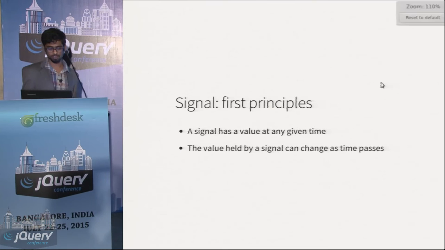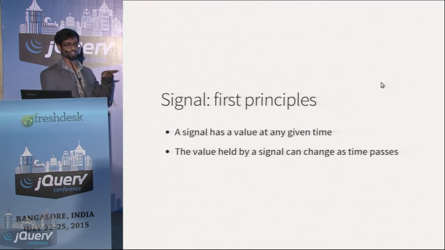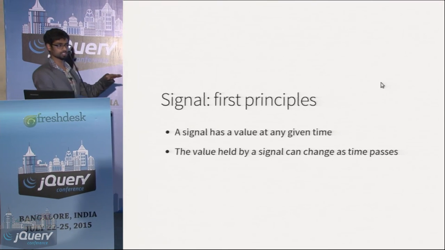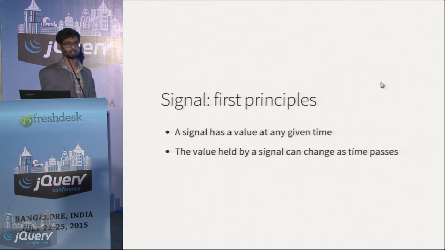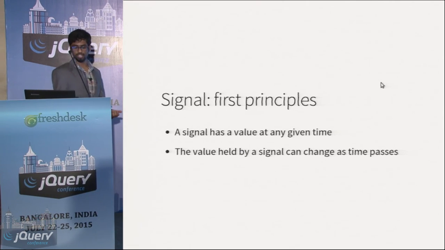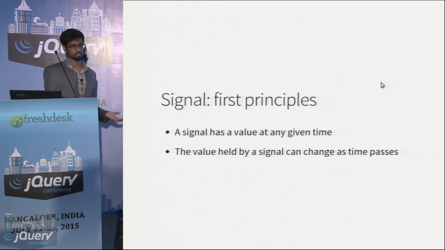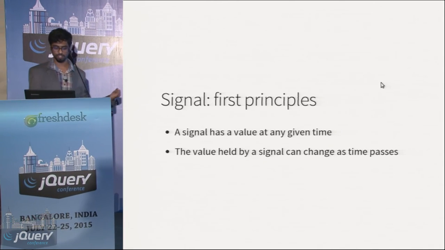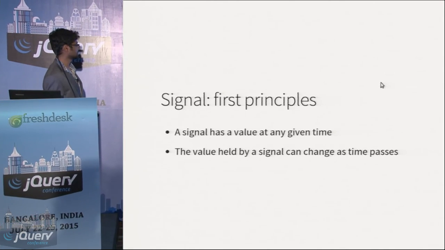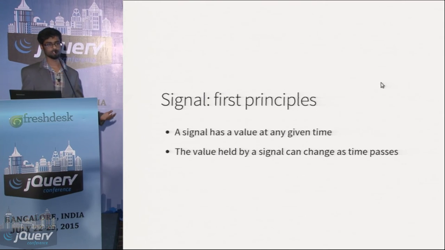So the first principles of signals, right? These are sort of the axioms that we assume all signal values satisfy. So a signal always has a value. That's the first axiom. And the second one is the value held by a signal can change as time passes, right? Very simple.